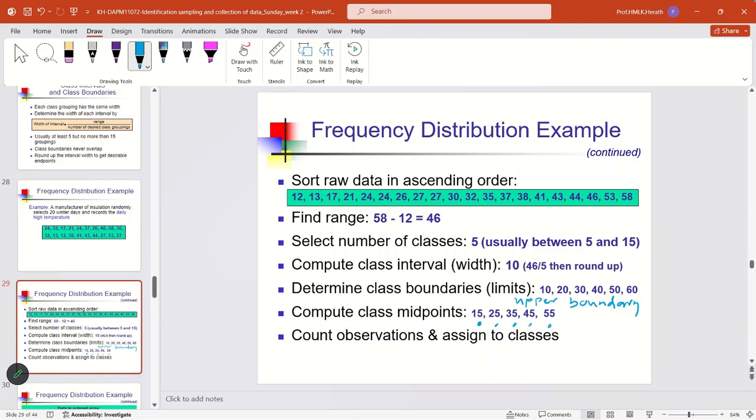So now we will count the number of data points that lie within these classes. So 10 to 20 has 1, 20 to 30 has another one, 30 to 40 has another one, 40 to 60 has another one. Okay.